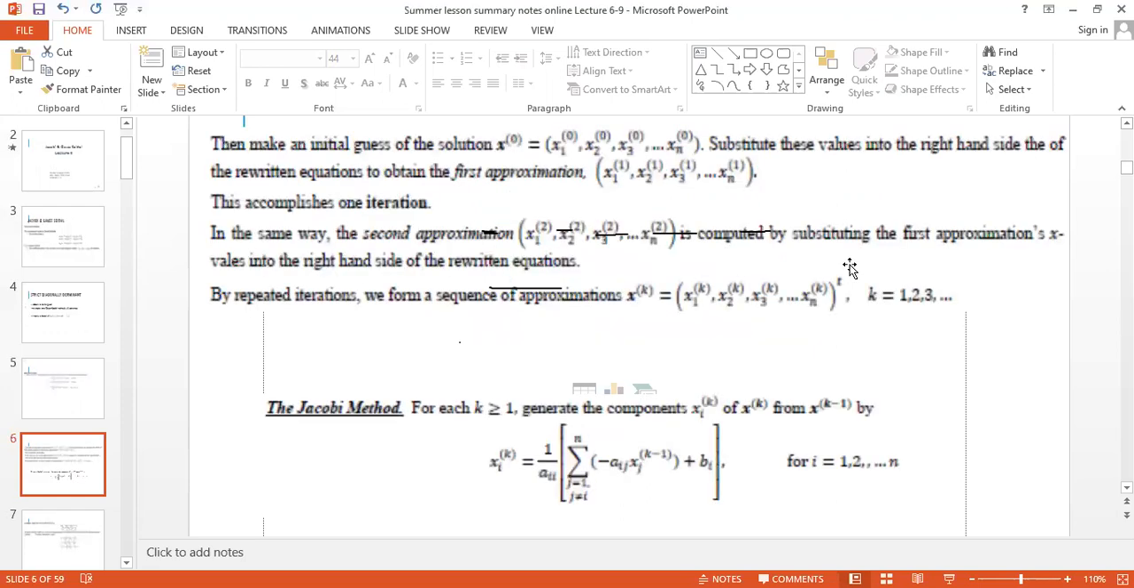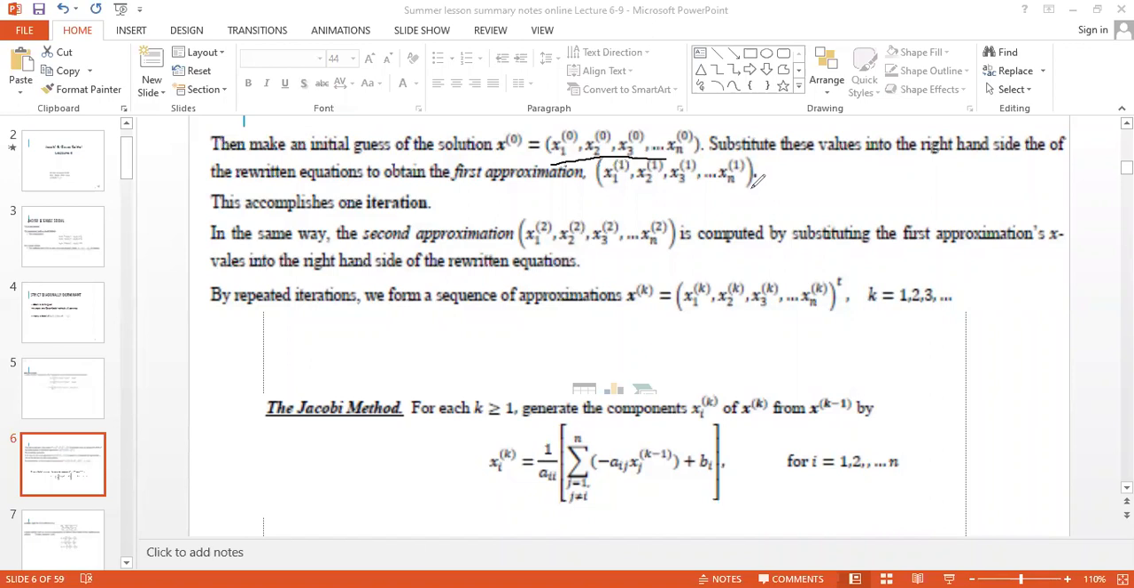Then in the second step, what you do is you make an initial guess. You select an initial guess, P0. Usually you'll be given the initial guess P0, and P0 will consist of the initial values of x1, x2, x3 to xn.